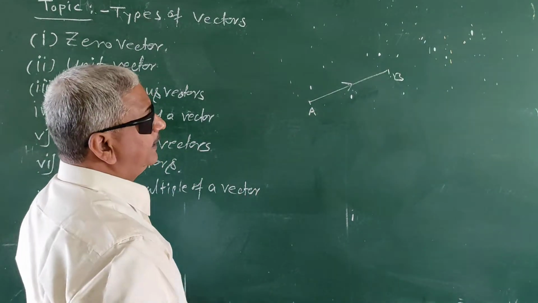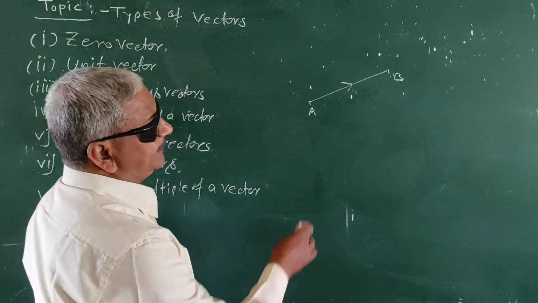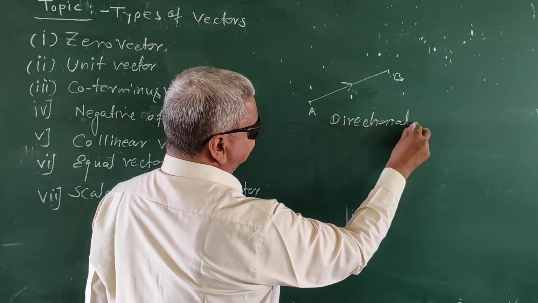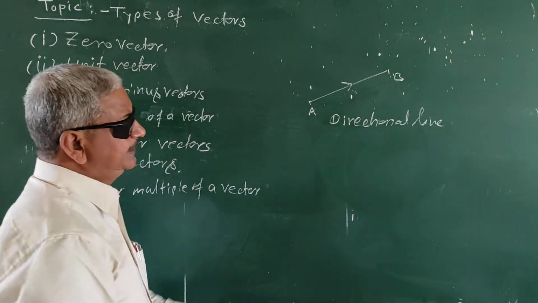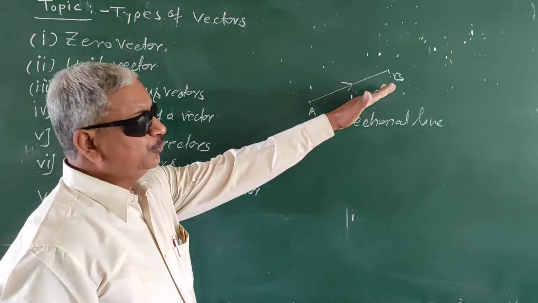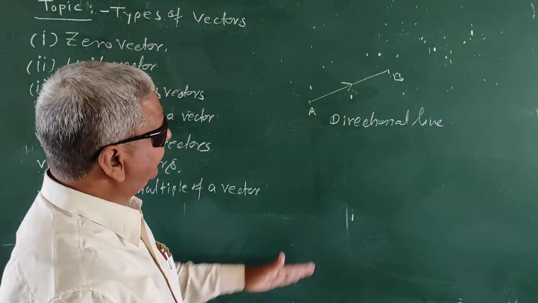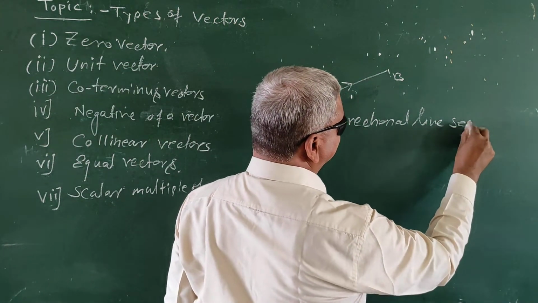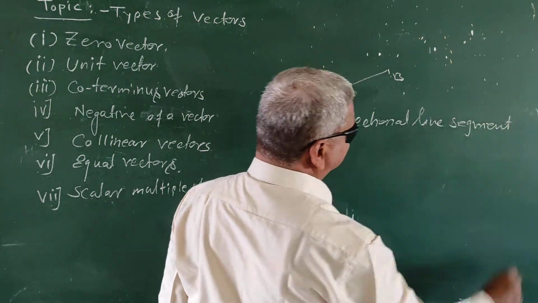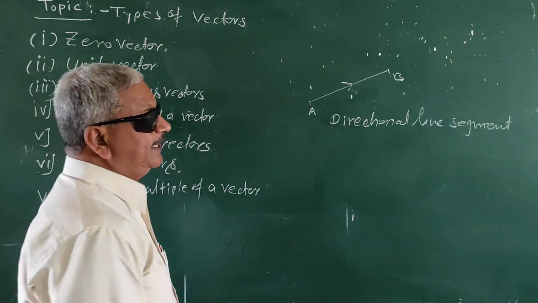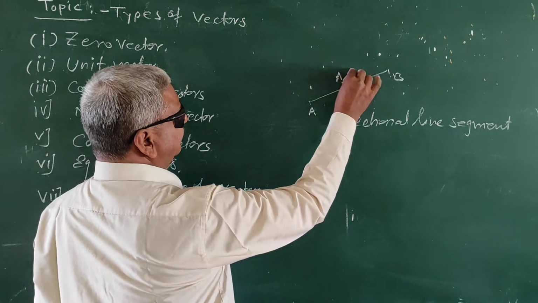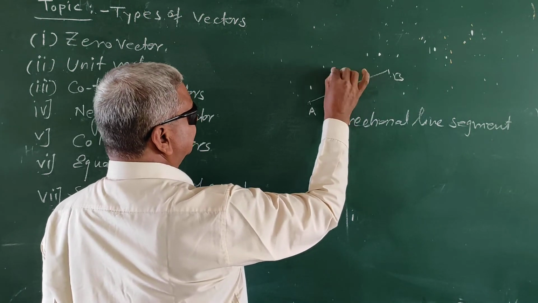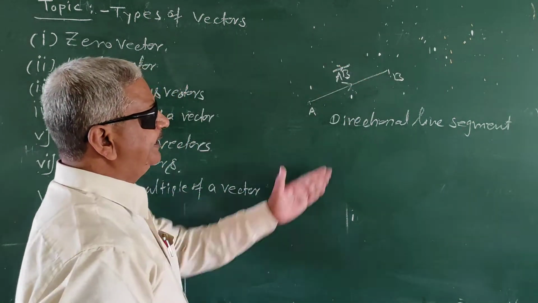It is a directional line. Directional line means it has the direction and the magnitude both. Therefore, it is called a directional line, and this is called a directional line segment. It is called a vector, and this vector is denoted by, we have taken this A B from A to B, means you can represent this vector as AB bar.